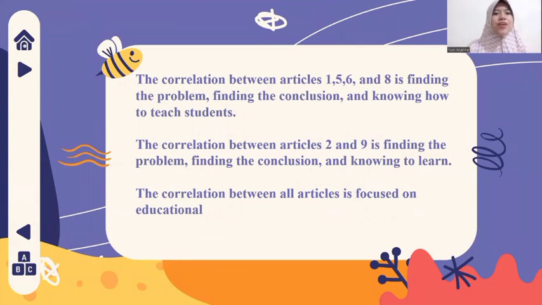Okay, guys, the correlation between Articles 1, 5, 6, and 8 is finding the problem, finding the solution, and knowing how to teach students. The correlation between Articles 2 and 9 is finding the problem, finding the solution, and knowing how to learn. And the correlation between all of the articles is that they focus on education.